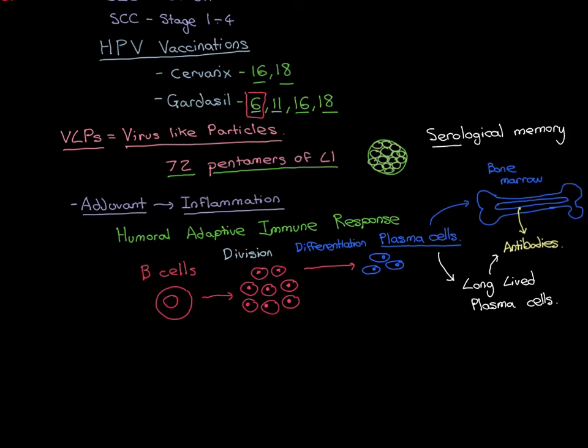Now, just before I come on to how those antibodies are going to stop you getting HPV6 infection, let me just talk about the fact that not all of these B cells here will differentiate into plasma cells. Some of them will become memory B cells. So some of these will turn into memory B cells.